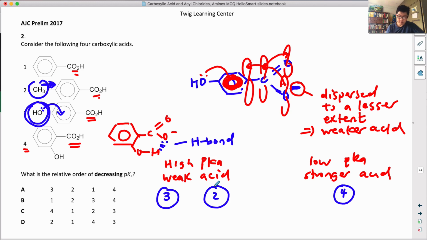And then number 1, because 1 has the absence of any electron donating group. So it is stronger than 2 and 3. The answer for this question is actually 1.